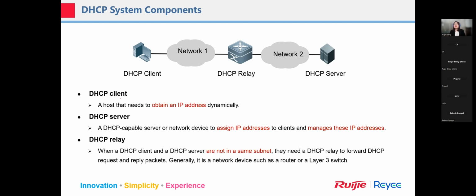And how do we configure the client? For example, on your terminal you choose how to get the IP address, you choose DHCP, and that's enough. To make a device the DHCP server, you have to add the configuration on your network device. To make a network device become a DHCP relay, you also have to add configuration. But if the client and the server are located in the same broadcast network, we can omit the relay device. So these are the basic components.